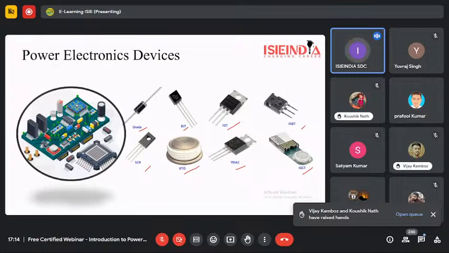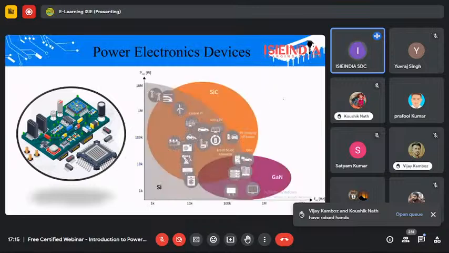Depending upon the specification and requirement, if you want an uncontrolled converter, you will be using a diode. If you want control, then basically we will be using an SCR, GTO, TRIAC, DIAC, and also the IGBT. So here on the screen you can see the different types of switches.